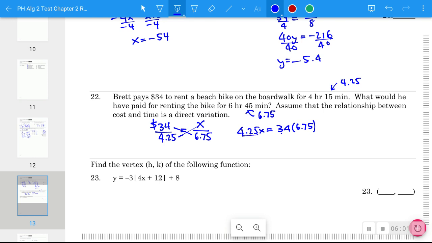And then you divide both sides by 4.25, which would tell you what x is, but once again, I don't have a calculator handy, so that answer would be just 34 times 6.75 divided by 4.25, and you'd have that answer off the calculator. Okay, we'll pick up on the other side here, problem 23.